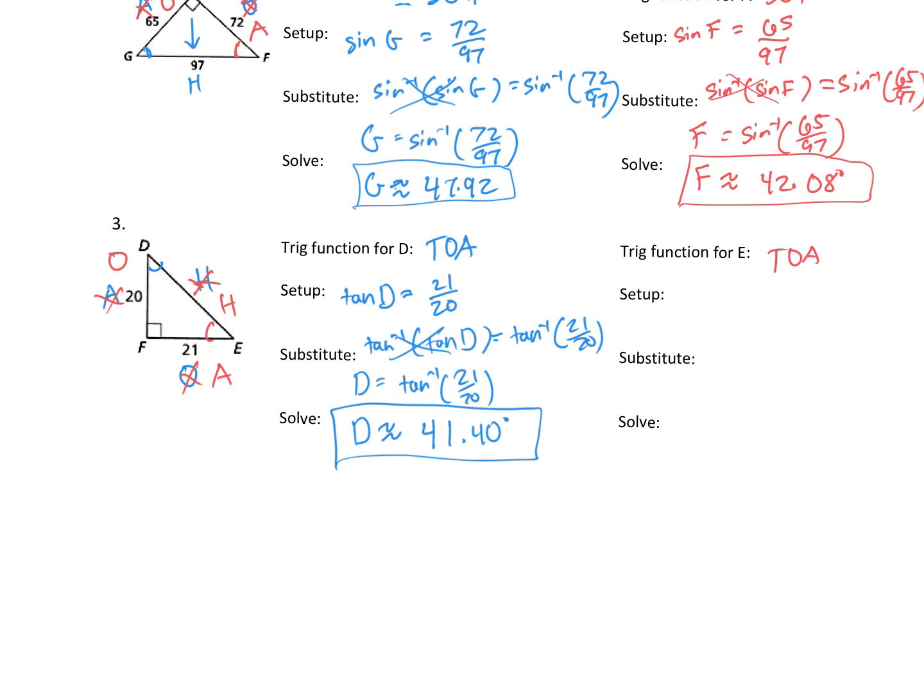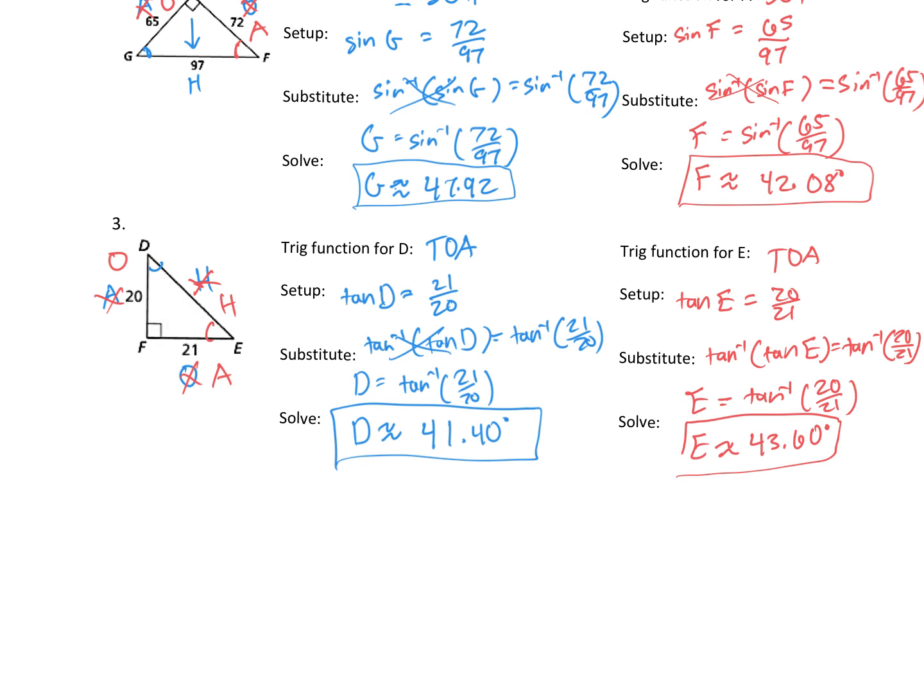So it's TOA. So tangent of E should equal 20 over 21. So then the inverse tangent of my tangent of E is equal to the inverse tangent of 20 over 21. So E equals the inverse tangent of 20 over 21. Punch that into my calculator. I should get about 43.60 degrees. And that's how you find these.